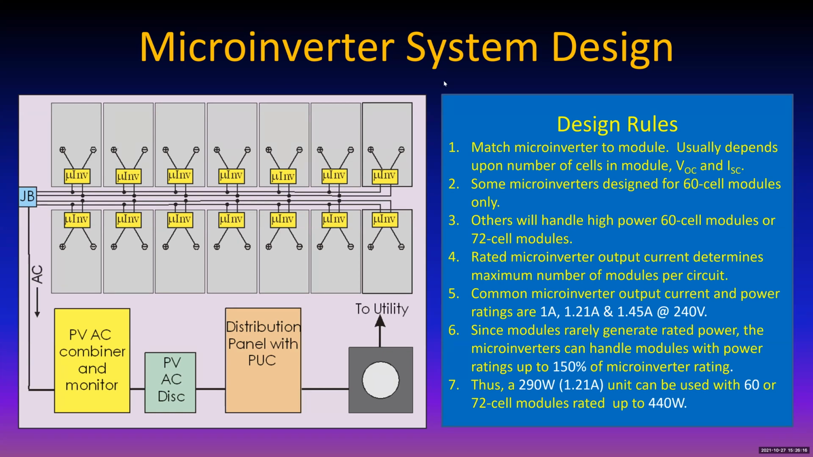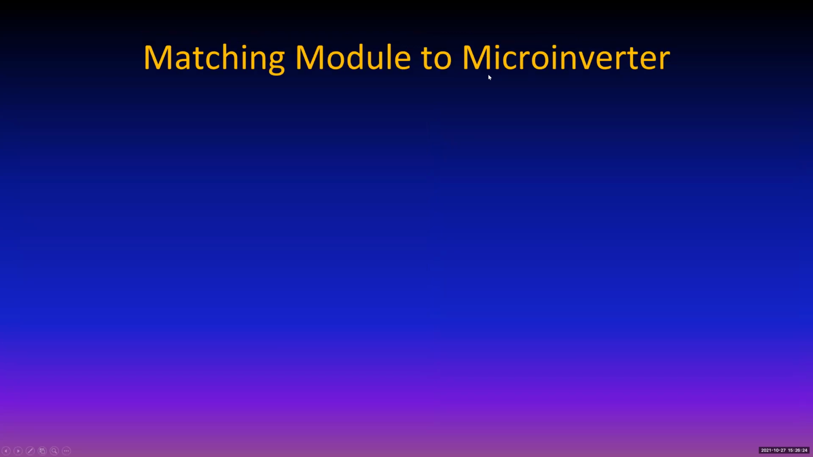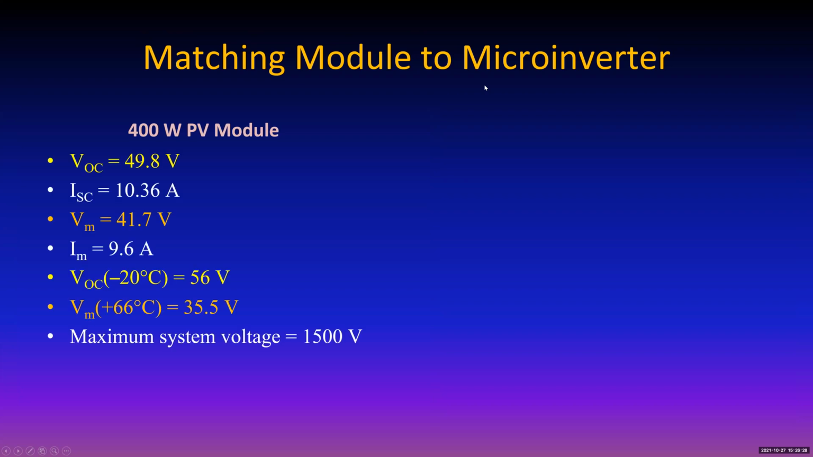Okay, so this is pretty straightforward, and this is probably why almost 90% of the designs we do are microinverter systems. How do you match the module to the microinverter? Here's a 400 watt module, the characteristics, okay? I gave a hint here before, but here's some numbers for you to look over later on today if you download the slides.